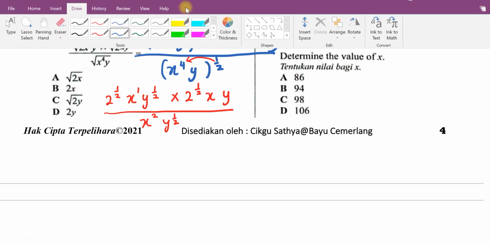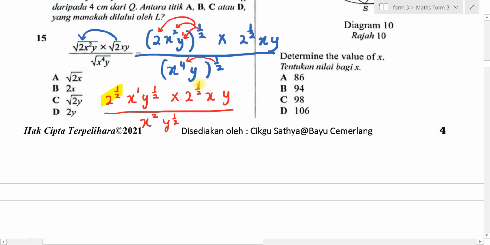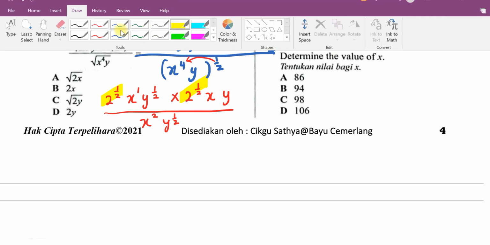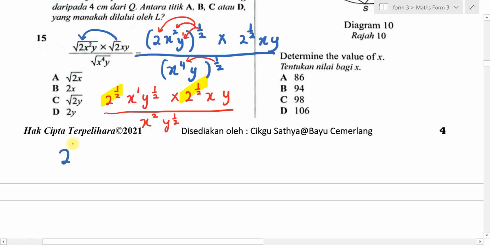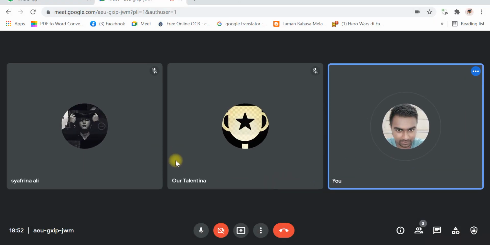Kita tengok 2 dulu. 2 kita ada sini dengan sini saja. So maksudnya 2, 1 over 2 plus 1 over 2. So the 2 is over. Now, x. X kita ada power 1, and then multiply with another power 1. So plus 1. And then you need to divide with power 2. So divide means minus. Sorry, suddenly crash.